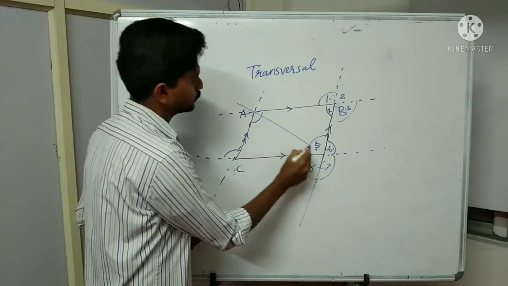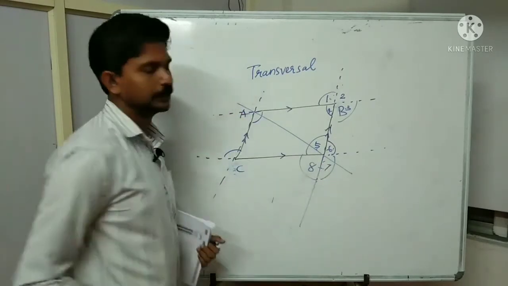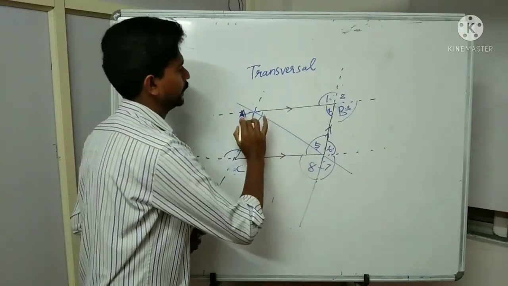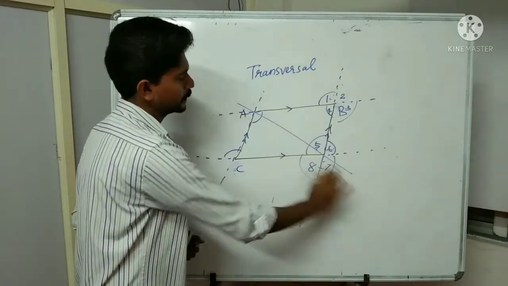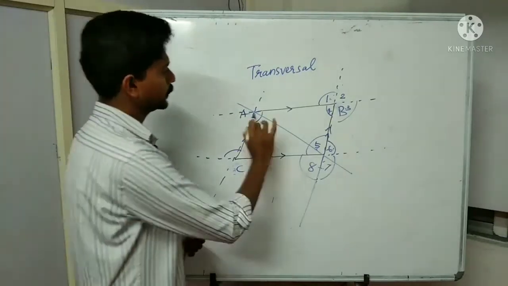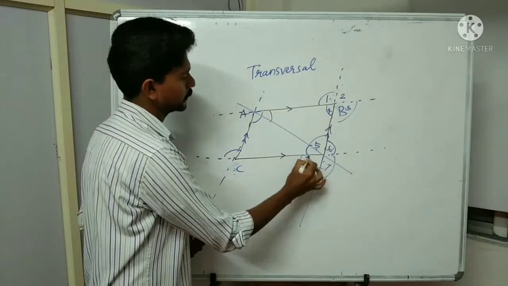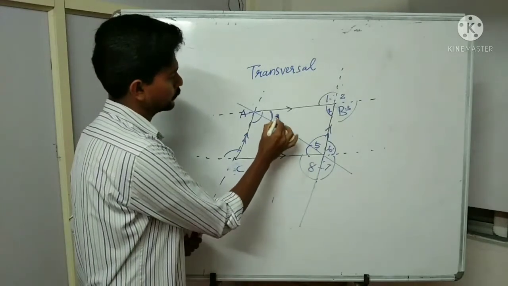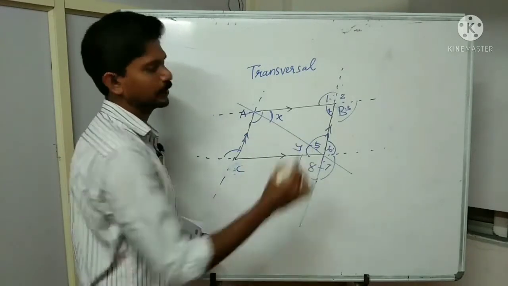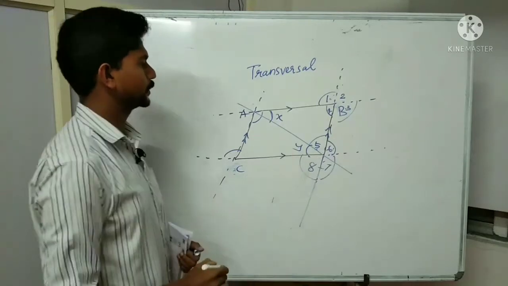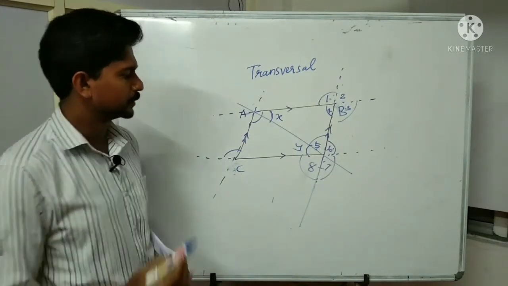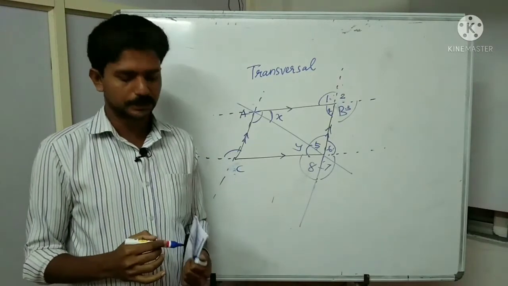When we have a diagonal, this line is a diagonal. The diagonal acts as a transversal for lines AB and CD. So when it acts as a transversal, this angle and this angle will be alternate interior angles. So if it is x and if it is y, x and y are equal because these two angles are alternate interior angles.